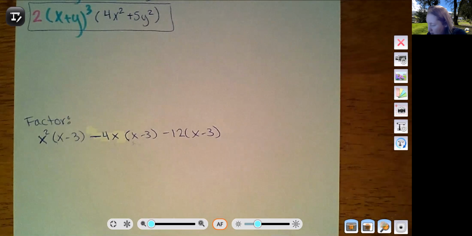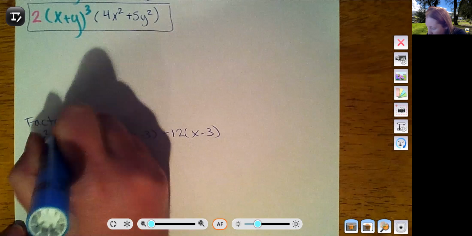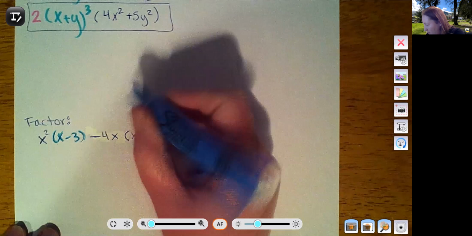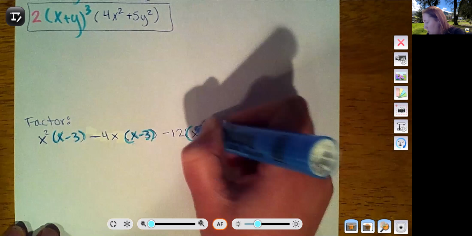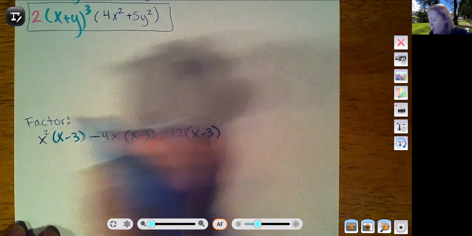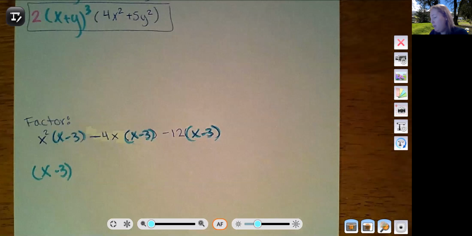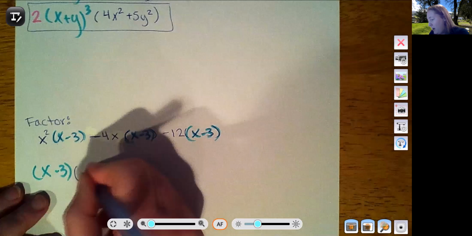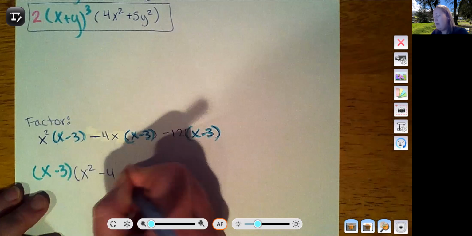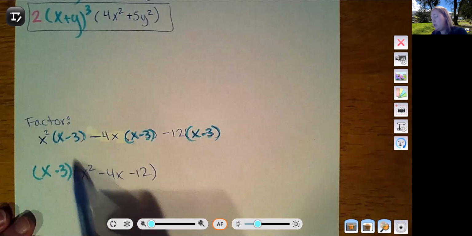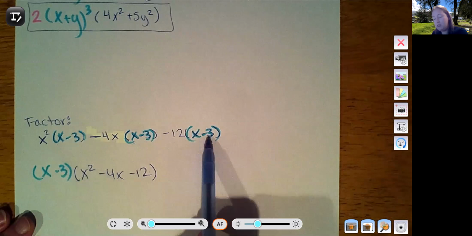Here we have another GCF that is a quantity. X minus 3 is a factor for each term. So I'm going to factor out the x minus 3. What I'm left with is x squared minus 4x minus 12. Again, if you distribute this quantity to each term, you get the above expression.